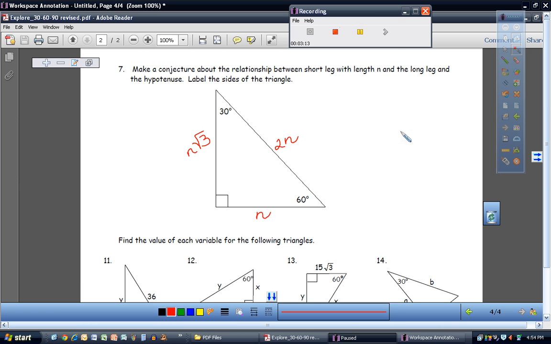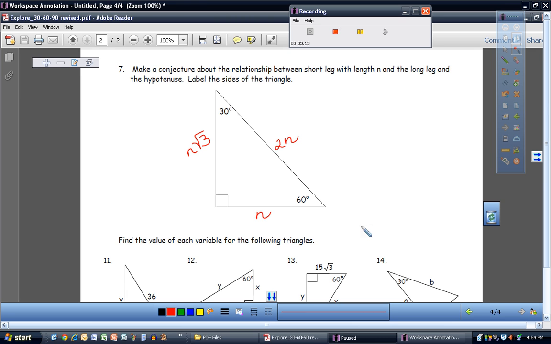All right, you should have the lengths of the sides of the 30, 60, 90 triangle labeled n for the short side, and this isn't exactly drawn to scale, so it looks a little bit out of whack. 2n for the hypotenuse, and n square root of 3 for the length of the side opposite the 60-degree angle, which is called the long leg.